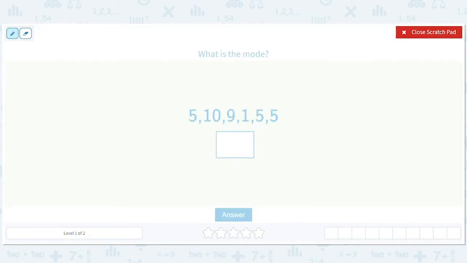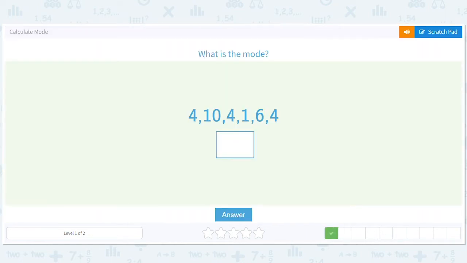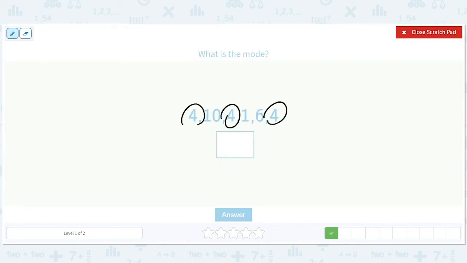So in this case, we've got 5, 5, 5. That's the thing that shows up most. What's the mode? 5. It's that simple. Okay, what shows up the most? It just pops out at us. 4, 4, 4. So it doesn't matter that there are 3 4s, the mode is just 4.